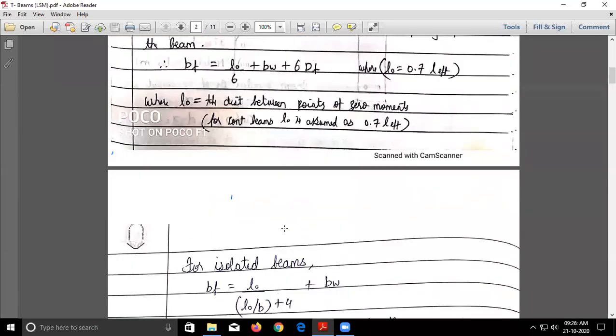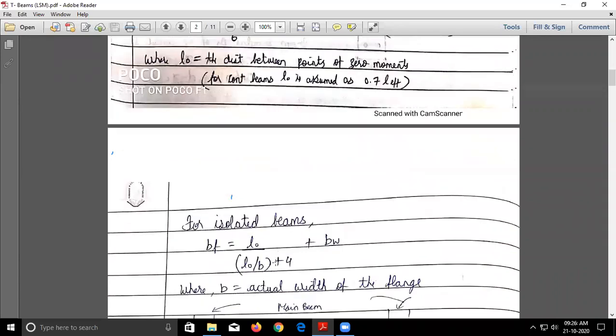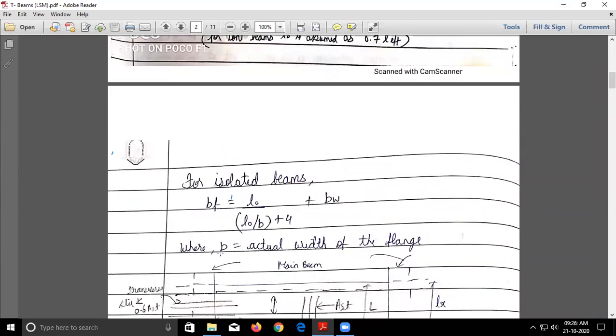So in some cases there is a possibility that there is only a single T beam, so that will be your isolated T beam. In an isolated T beam, BF is given by L naught upon B plus 4 plus BW. Okay, so remember this I have mentioned, where b is the actual width of the flange. We just talked about that. Is this clear?